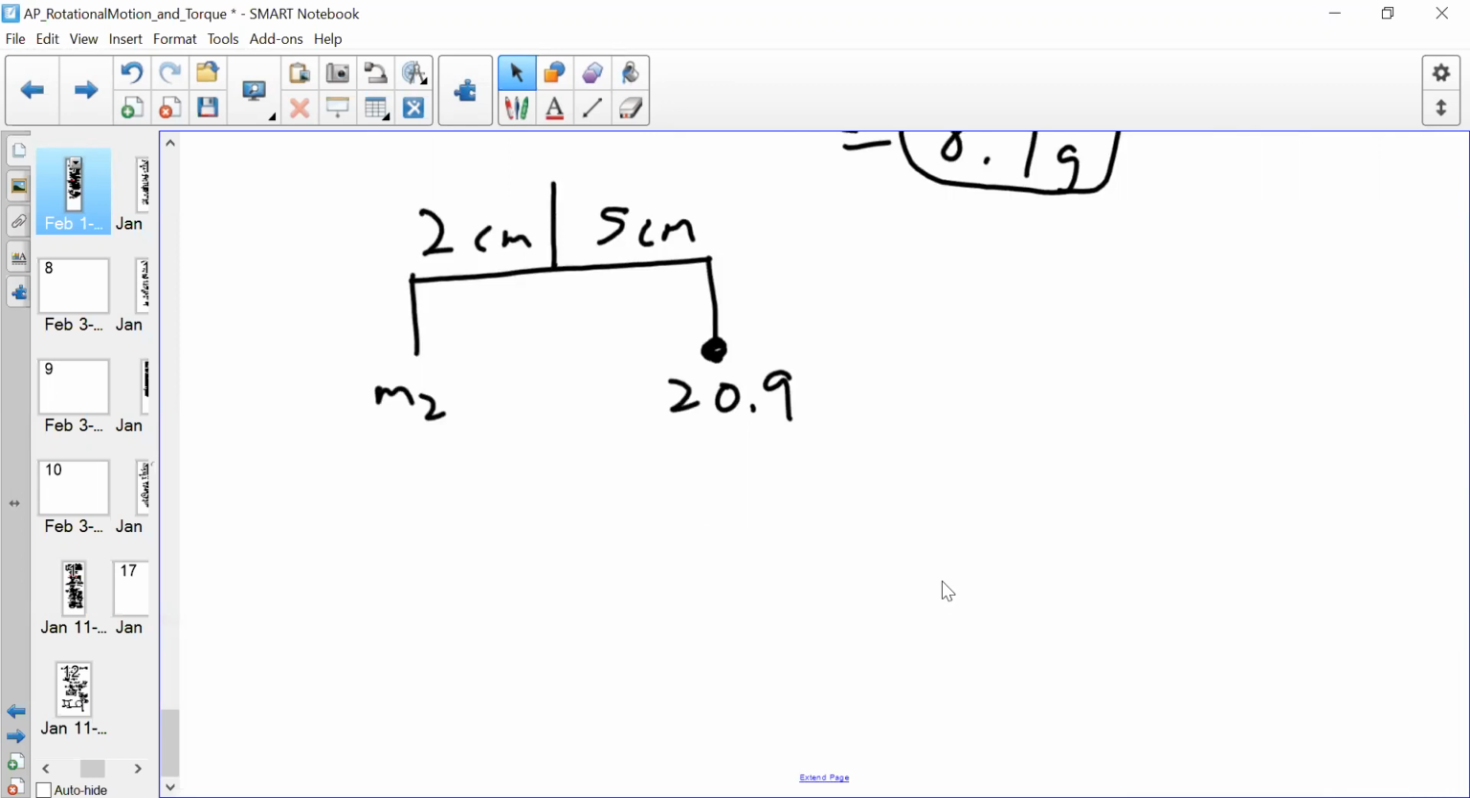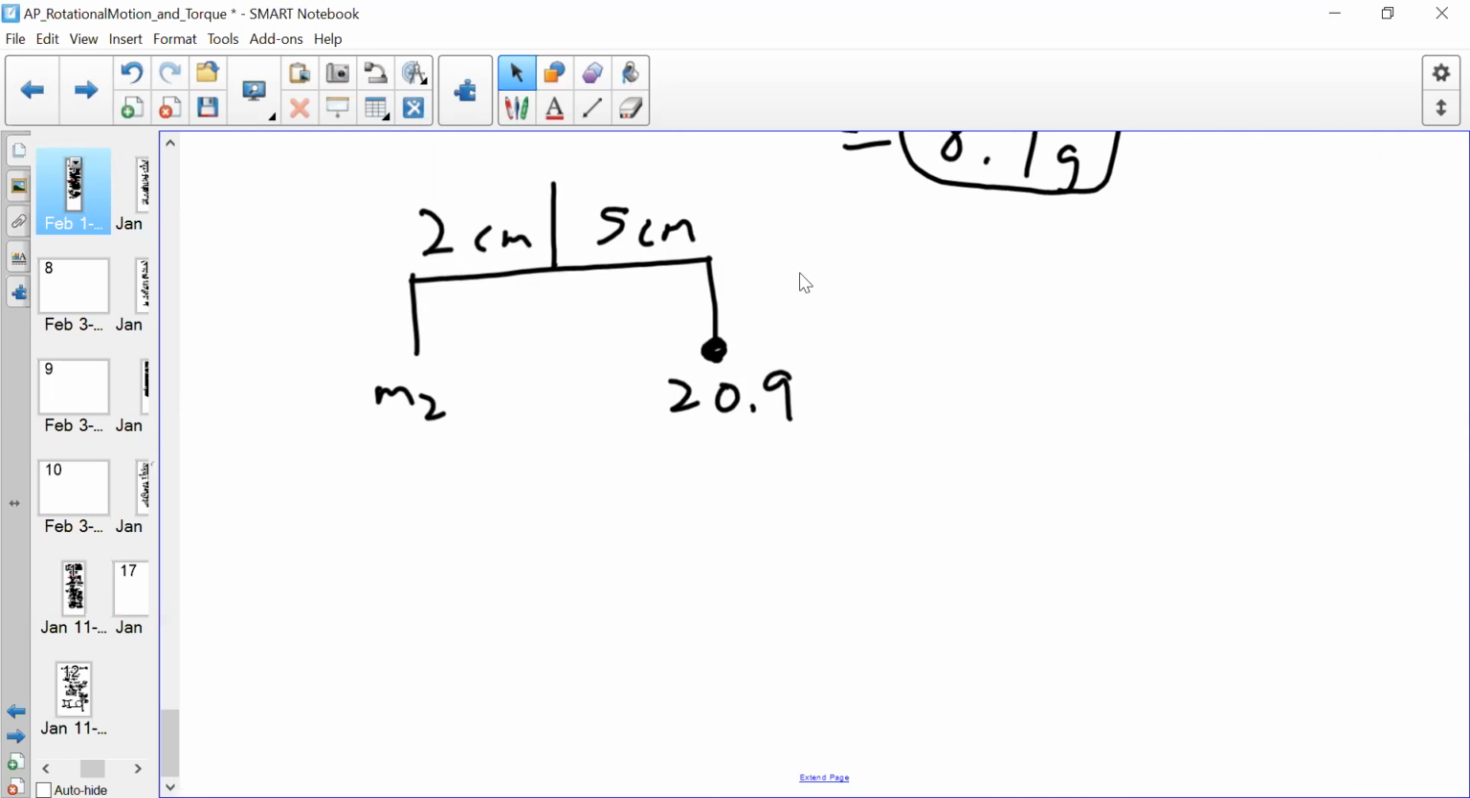The best way to solve this one, getting back to this point here, mass 2, you have to get that. That's 2 centimeters. And 20.9 is 5 centimeters away from the axis of rotation. So remember, everything's with respect to where you're rotating it from, where you're spinning this object from.